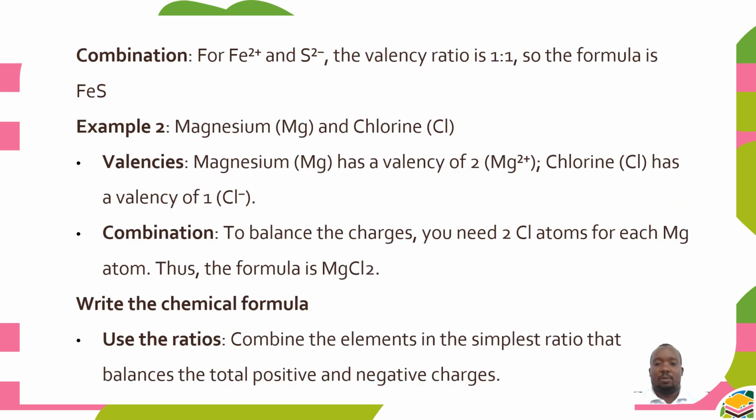Okay, now combination. Remember, we have to combine. For iron, we are using Fe, the one which has the valence of 2. For sulfur, we use 2, because remember it has one valence. So the valence ratio, as you can see there, is 1 to 1. It is 1 to 1 because the simplest ratio there is 1 to 1. So the formula is FeS.